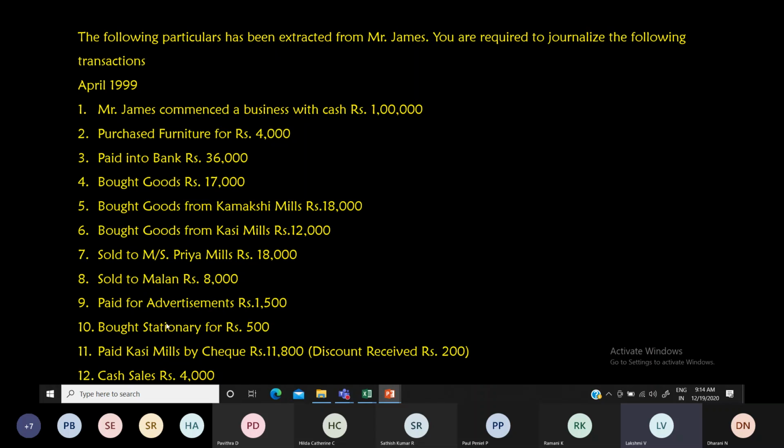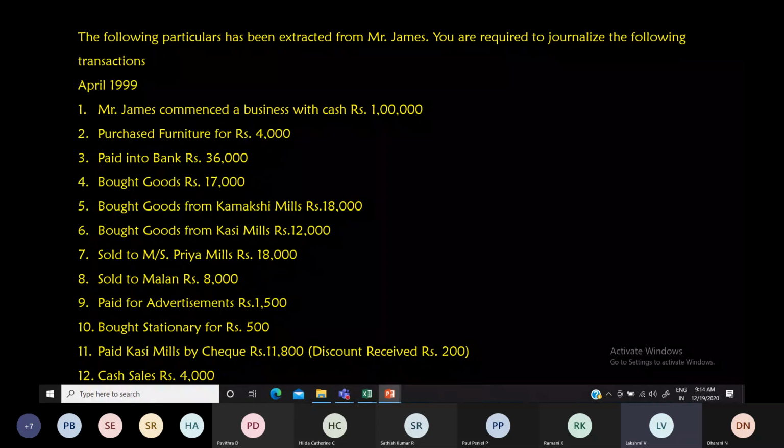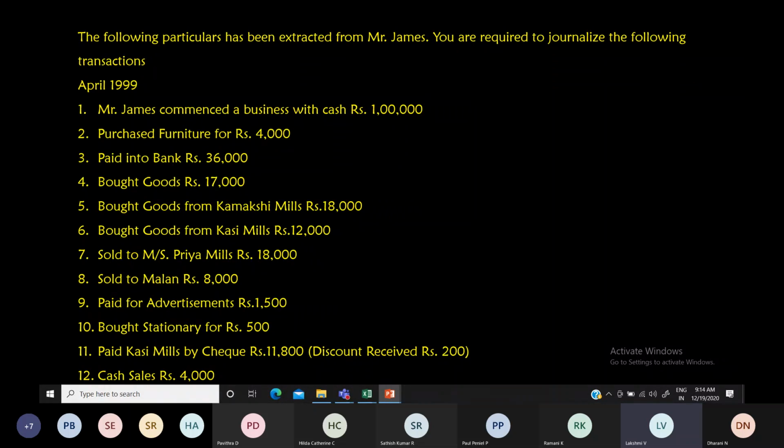So whenever you make transactions, you have to check whether it will appear under the personal account or real account or nominal account. You have to take care of that. Then on 10th, if you see, bought stationery.